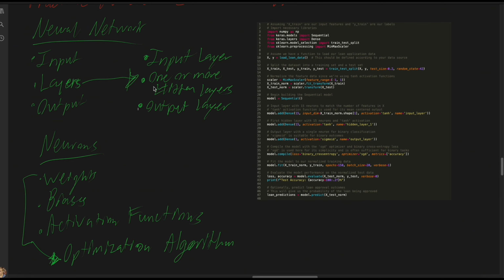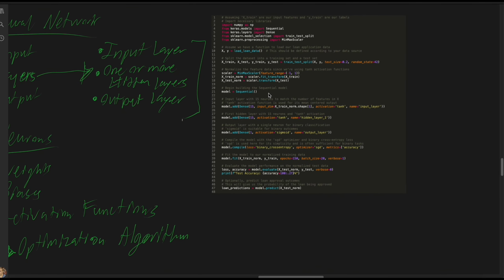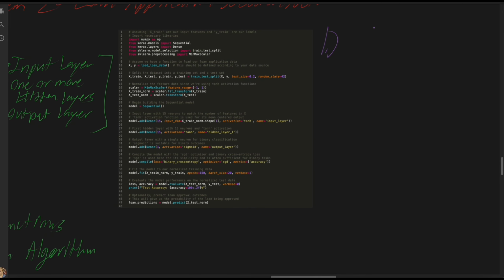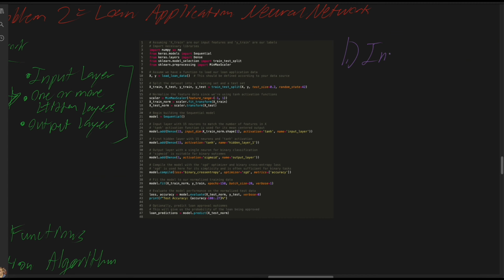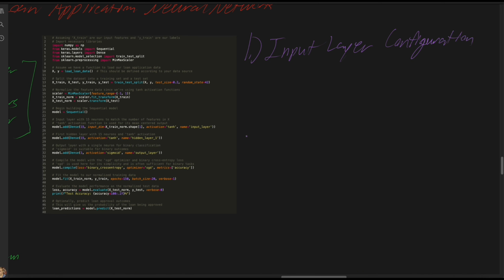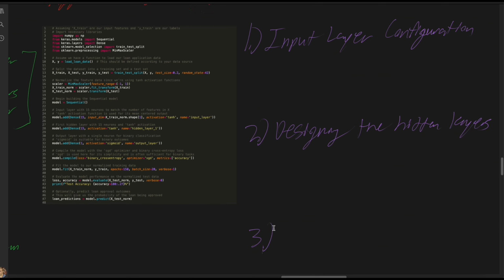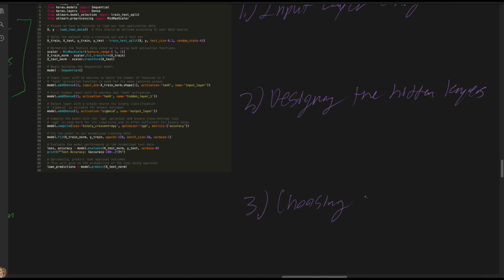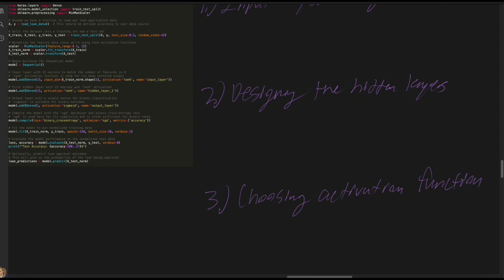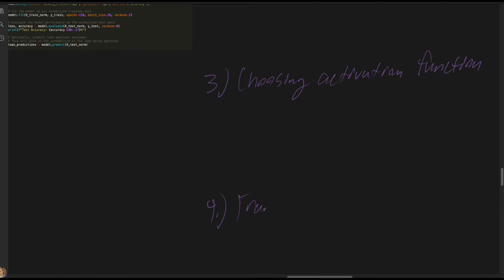So, when we consider this, let's go over our following steps and dive straight in. Step one, we typically have to design the input layer configuration. So, we need to figure out the input layer configuration. The second part is designing the hidden layers. The third part is going to be choosing the activation function. And finally, we train the network.